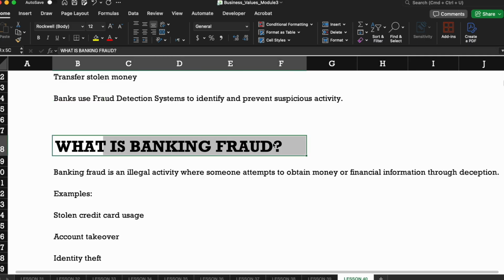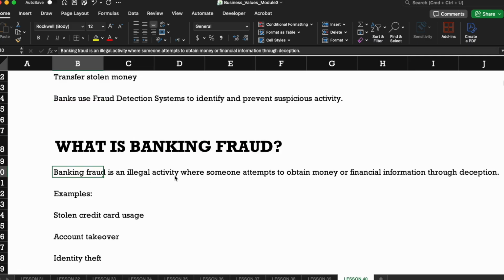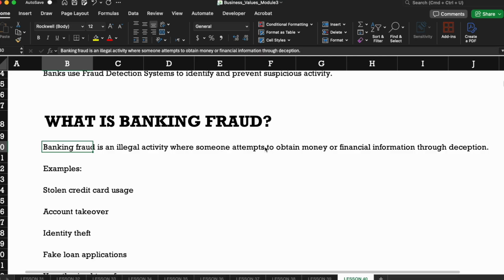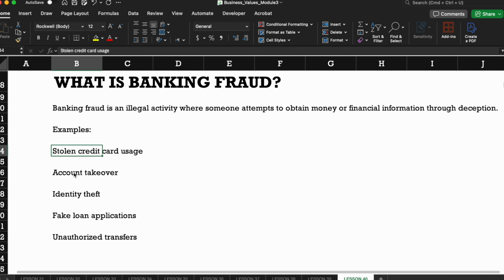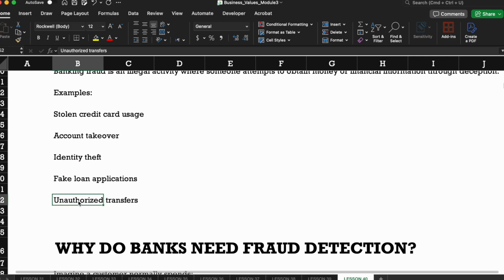What is banking fraud? Banking fraud is illegal activity where someone attempts to obtain money or financial information through deception. Examples: stolen credit card usage, account takeover, identity theft, fake loan applications, unauthorized transfers.